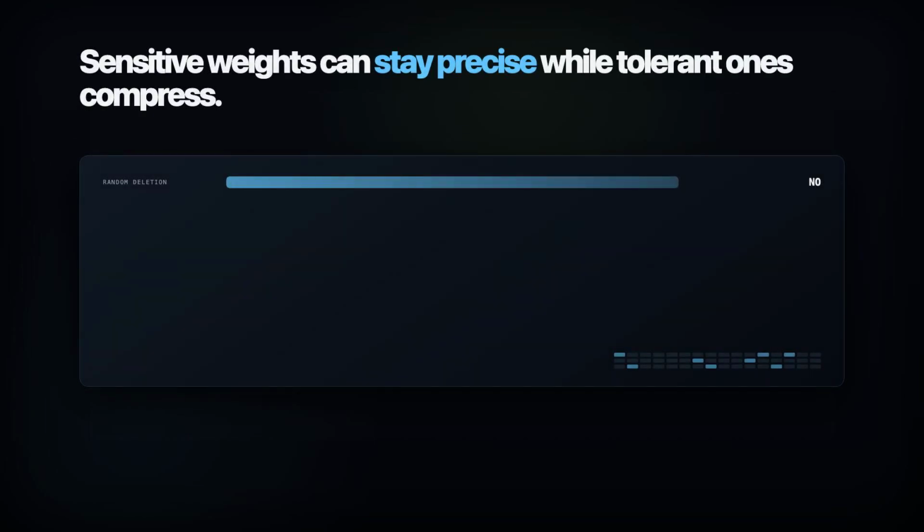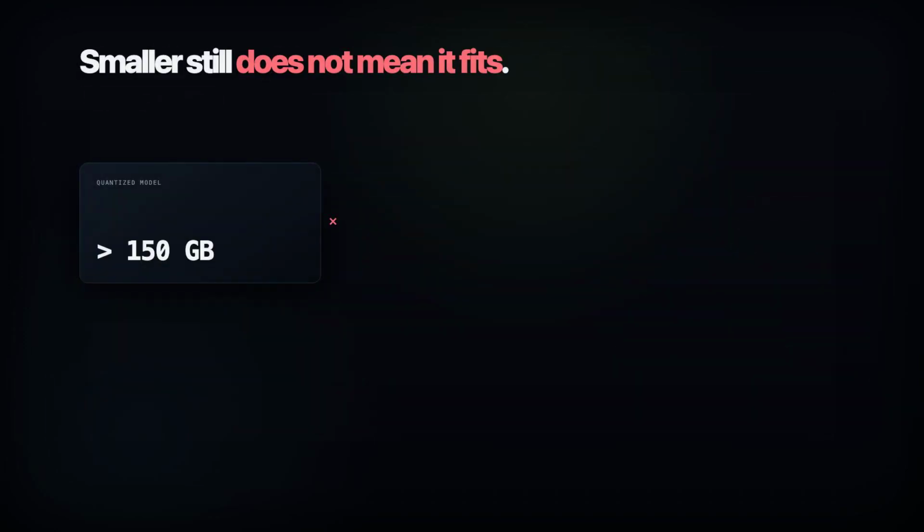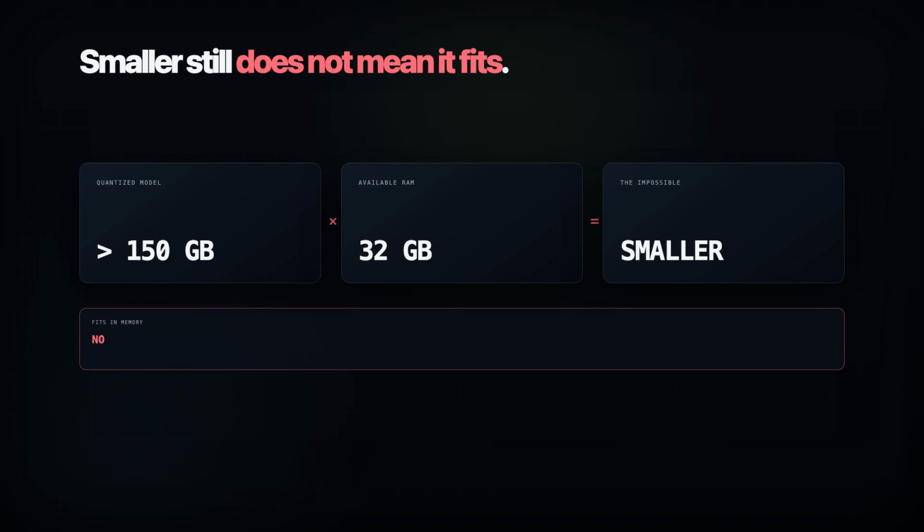Quantization does not simply delete random information. Modern methods can preserve sensitive parts of the network at higher precision while compressing more tolerant parts aggressively. The result is a smaller model that behaves similarly to the original, although quality can decline as the compression becomes more extreme. But even after aggressive quantization, we still have a problem. A model file larger than 150 gigabytes does not fit inside 32 gigabytes of RAM. Quantization makes the impossible smaller. It does not automatically make it fit.